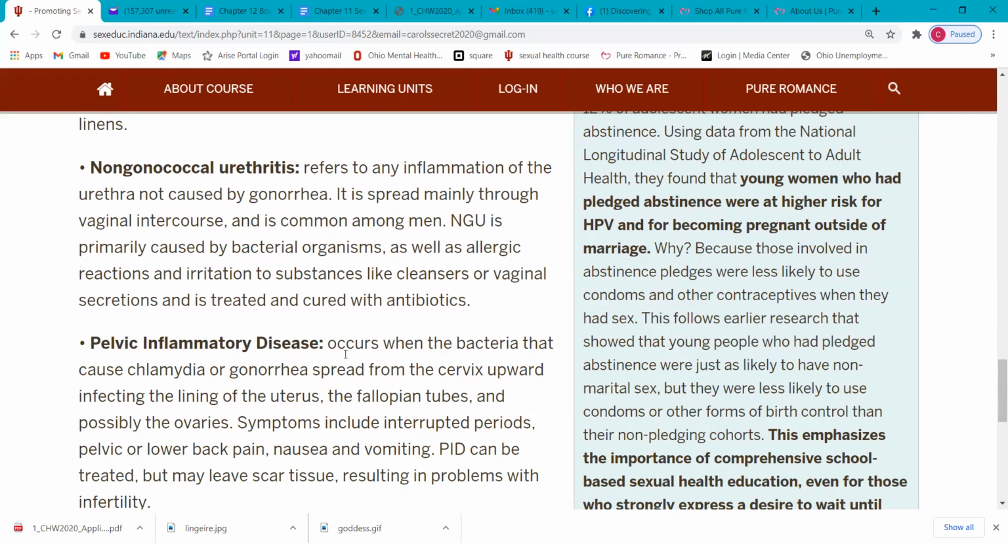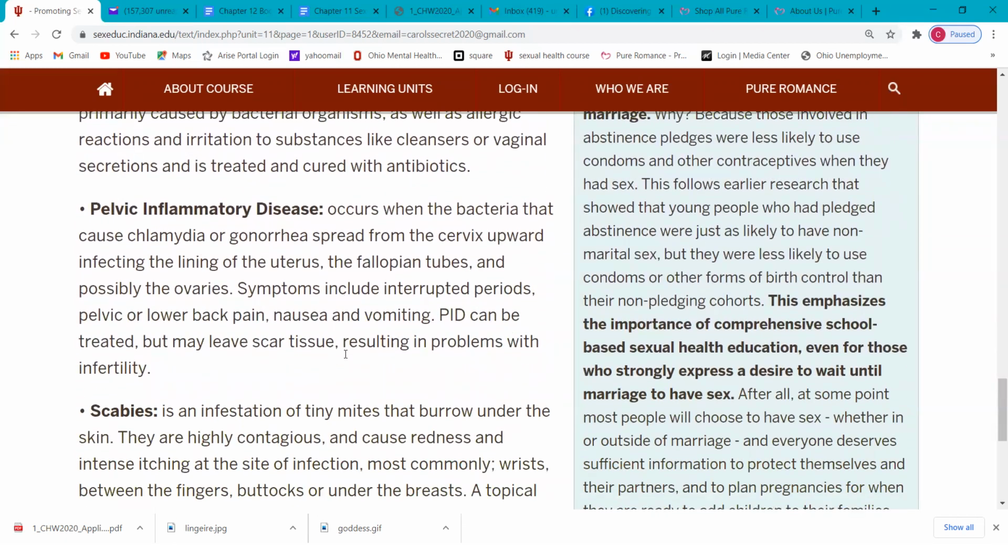Then you have pelvic inflammatory disease, which occurs when the bacteria that cause chlamydia and gonorrhea spread from the cervix upward, infecting the lining of the uterus, the fallopian tubes, and possibly the ovaries. Now, symptoms include interrupted periods, pelvic and lower back pain, nausea, vomiting. So this PID can be treated, but may leave scar tissue, resulting in problems with infertility.